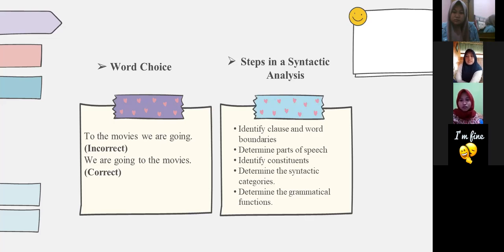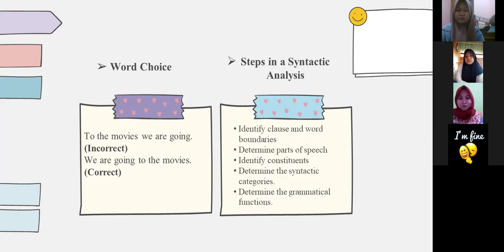Next, the steps in syntactic analysis. When you analyze a sentence with the tools of traditional grammar, you proceed in the following six steps. The first is segmentation. Segmentation is about identifying clause boundaries and word boundaries.